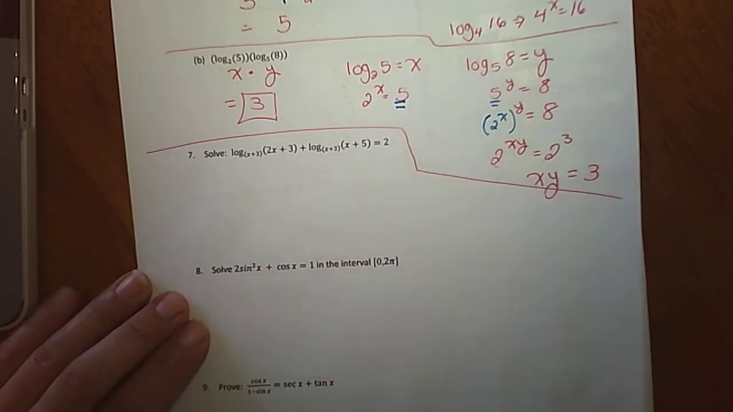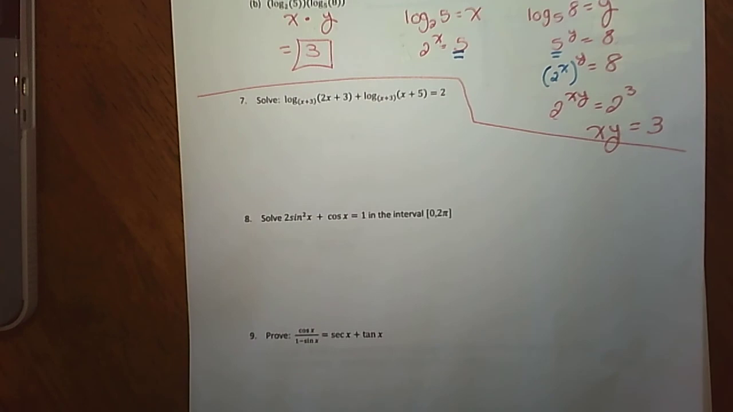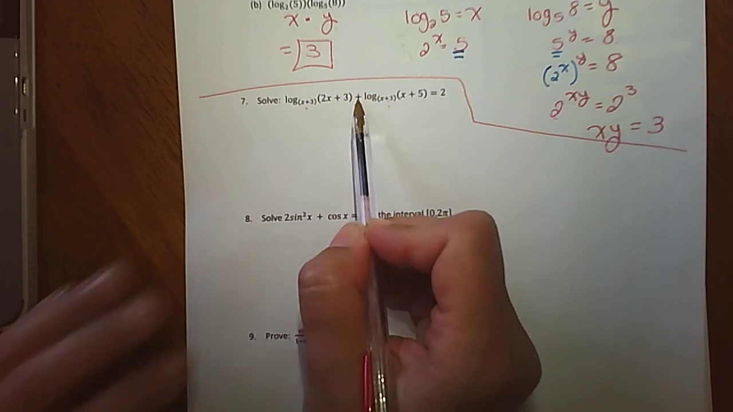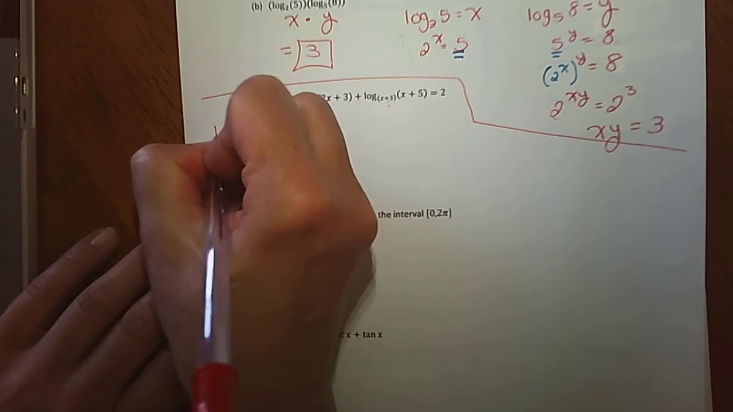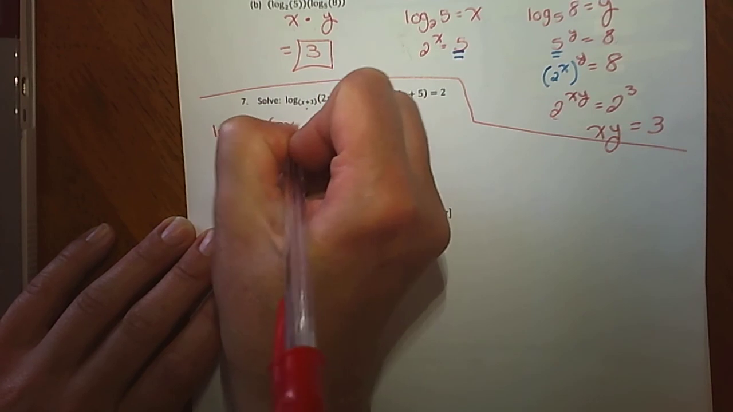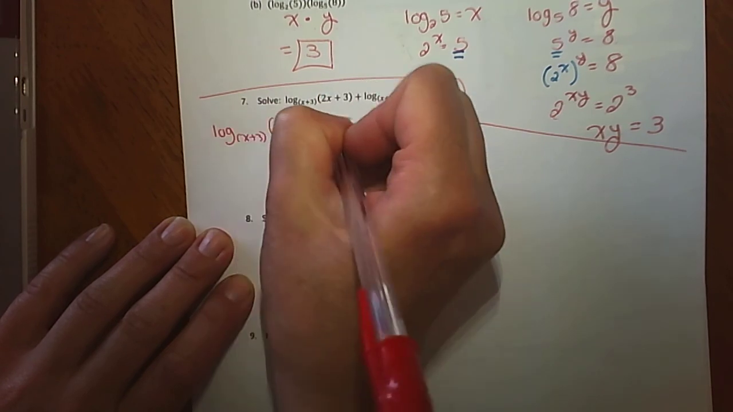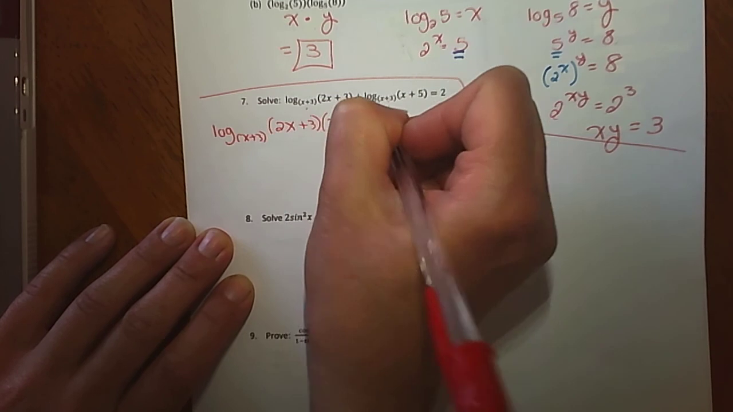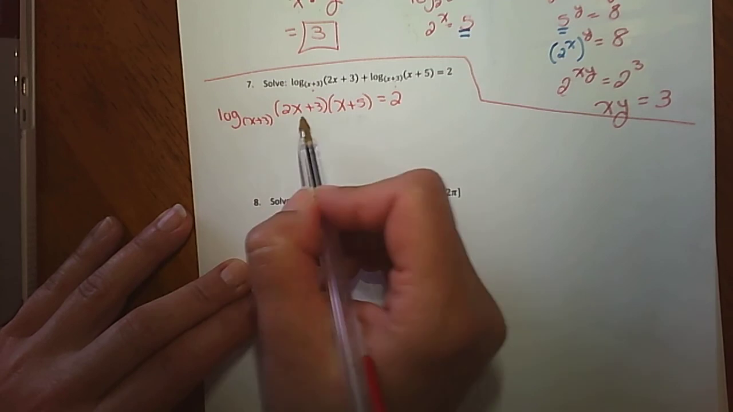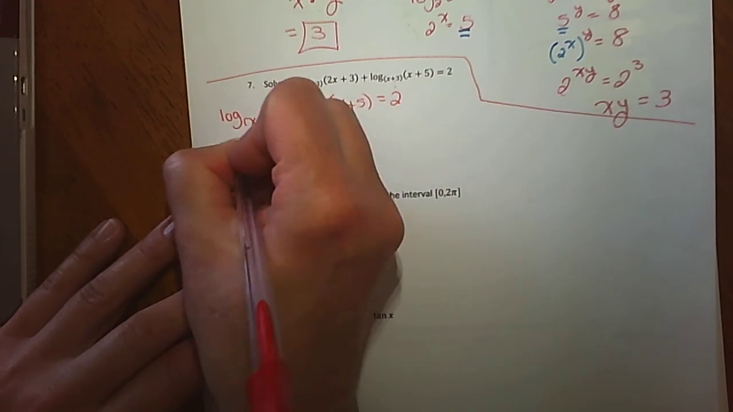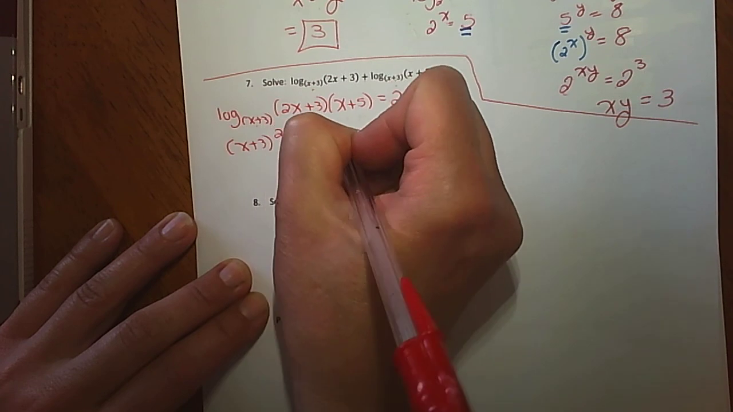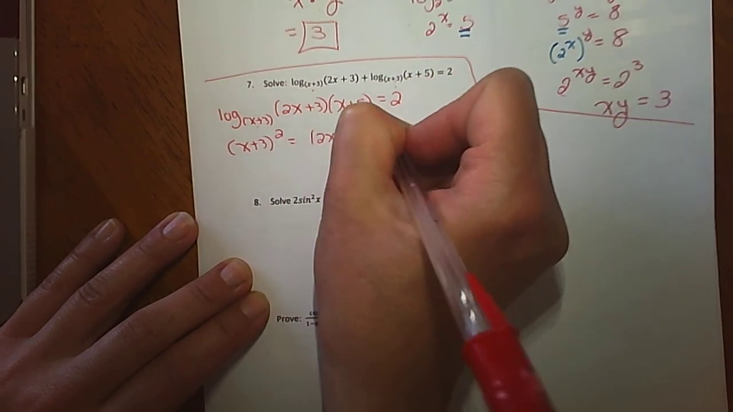All right, we're going to do one more log question here. Notice these are the same base. So we're adding. That means we can multiply those together. So I get log base x plus 3 of (2x plus 3) times (x plus 5) equals 2. All right, now we're going to change base, right? So it's going to be (x plus 3) squared equals (2x plus 3) times (x plus 5).